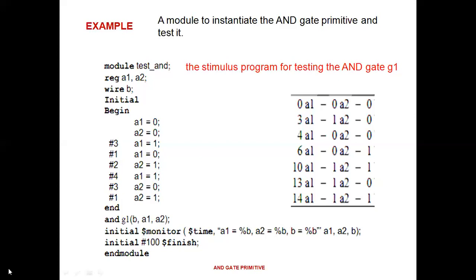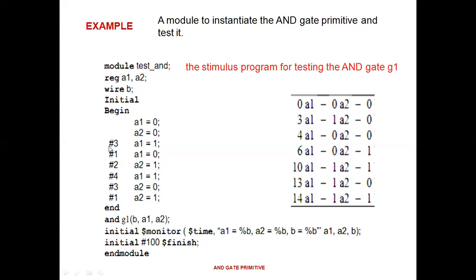Now see here. First, what is the initial assignment given to A1 and A2? A1 is assigned to 0. Very good. A2 is also assigned to 0. So the initial assignment to A1 and A2 is 0, 0. Now you just observe on the right side. A1 is 0 and A2 is also 0.